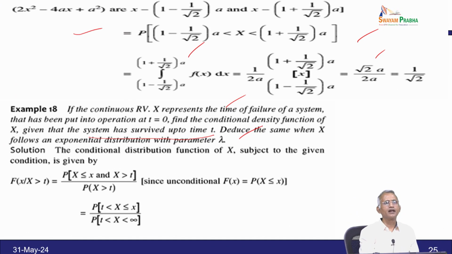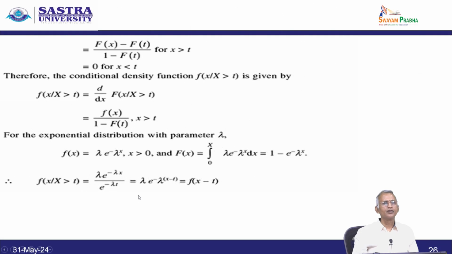Now, according to the conditional distribution function, F(x | x > t) is the probability of X ≤ x and X > t, divided by the probability of X > t. Therefore, it is the probability of t < X ≤ x divided by the probability of t < X < infinity. So, we have (F(x) − F(t)) / (1 − F(t)) if x is greater than t, otherwise it becomes 0.